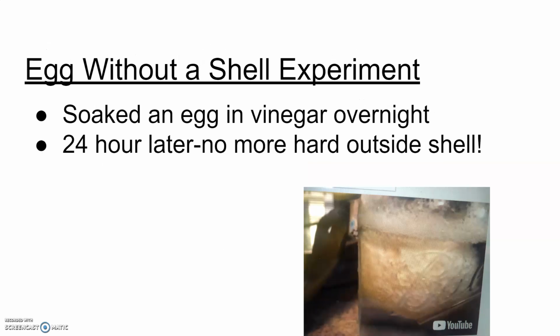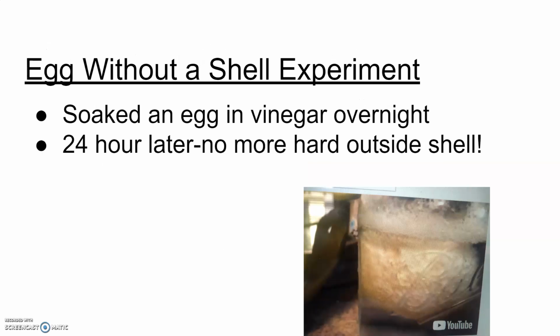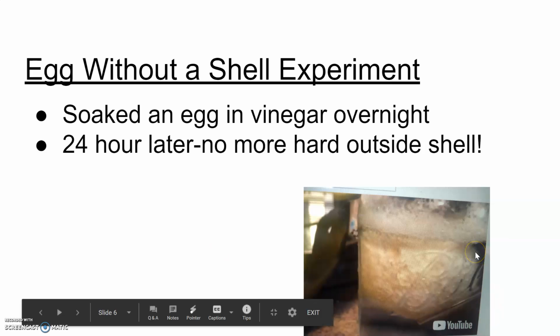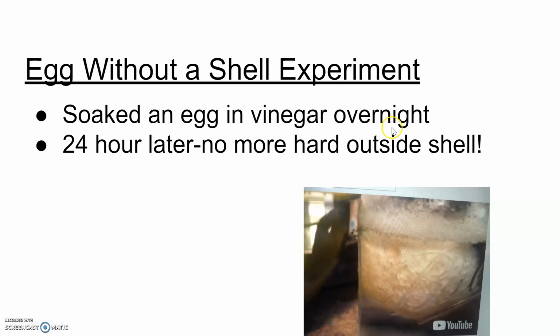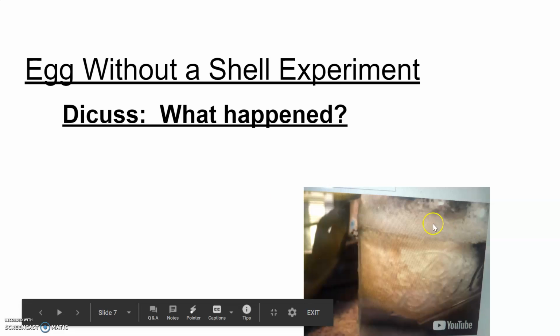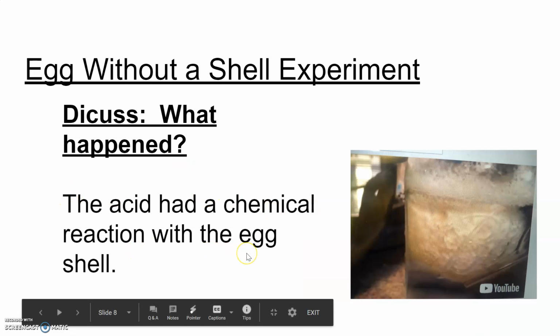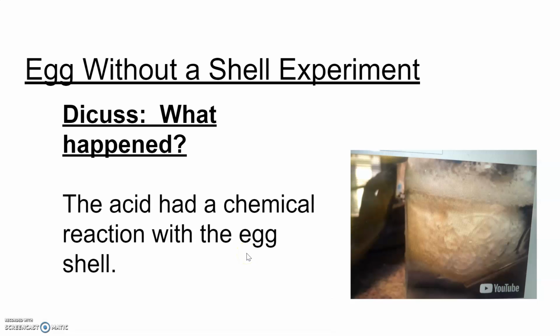So, before we answer that question and connect the two, let's take a look at the egg without a shell experiment. So all I did was I took vinegar, I took a regular egg, and I soaked it in vinegar overnight. 24 hours later, there was no more hard shell on the outside of the egg. So what actually happened here? Well, we see some signs of bubbles. So we're thinking the acid had a chemical reaction with the eggshell. And it actually dissolved the eggshell.